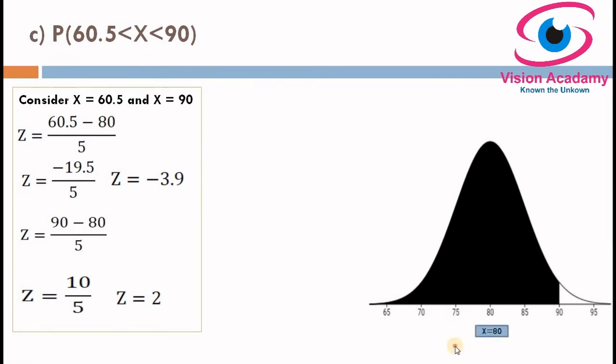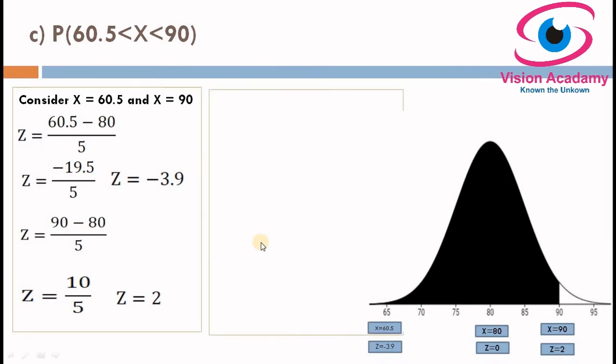As we know, x is equal to 80 and the Z value for that x is 0. And we know that our interested area will fall between 90 and 60.5. For 90 we have calculated the Z value, which is 2, and for x is equal to 60.5, our Z value would be minus 3.9. Here I have shaded the region between 60.5 and 90, and finally we have to look into the Z score. For that I need to prepare the data to plot these Z values into the Z table.